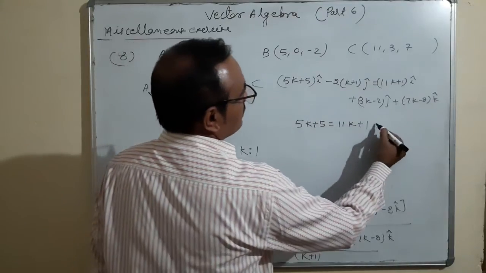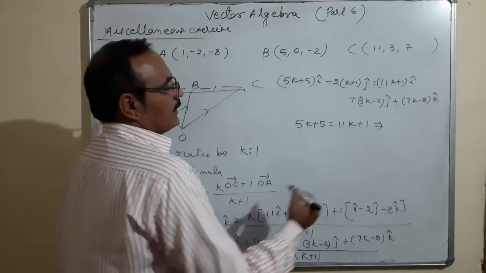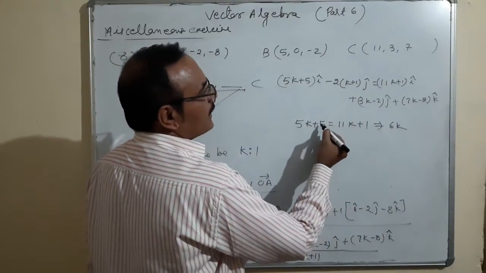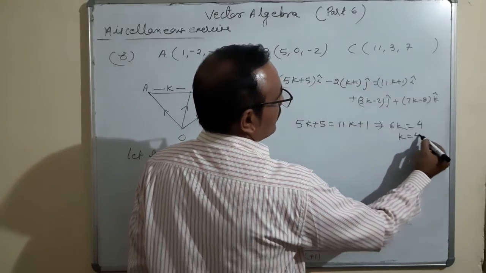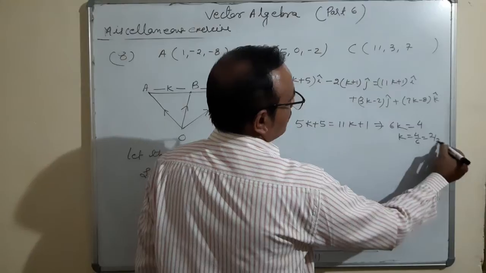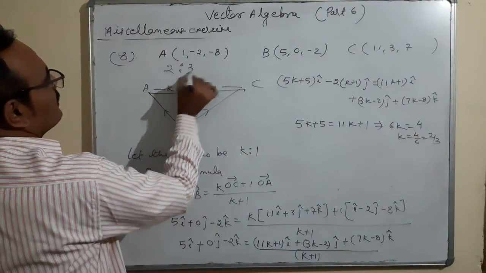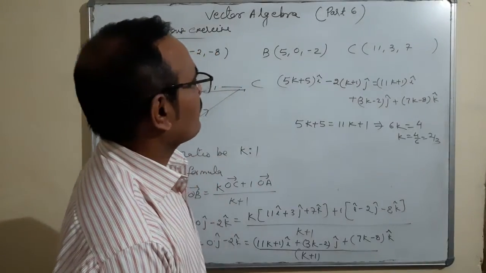Let us see the result. 11k minus 5k is 6k. 6k is equal to 5 minus 1, which is 4. So k is equal to 4 upon 6, which means 2 upon 3. So the ratio is 2:3. Is it okay? We will verify whether the ratio is true for all of them.